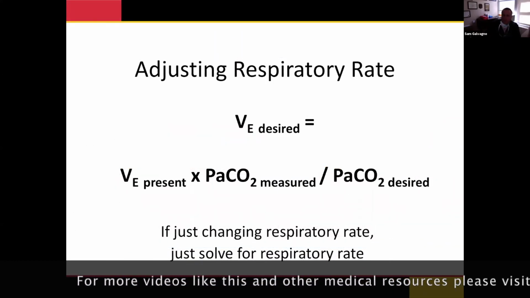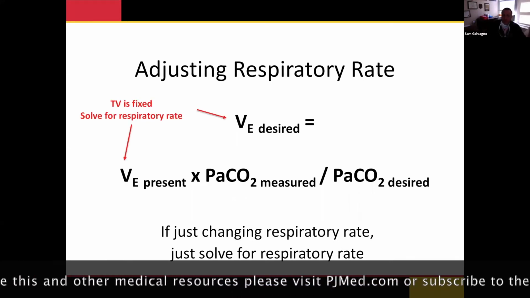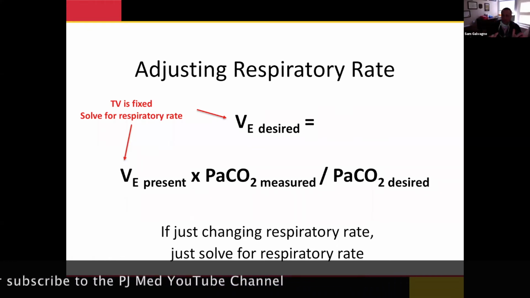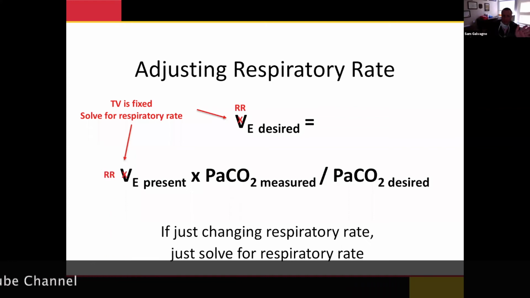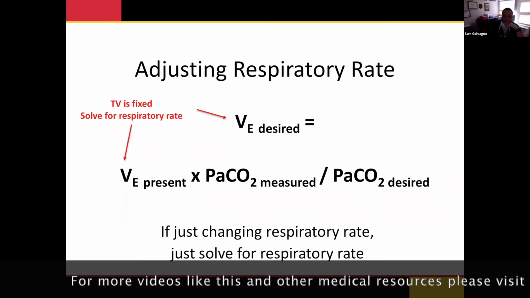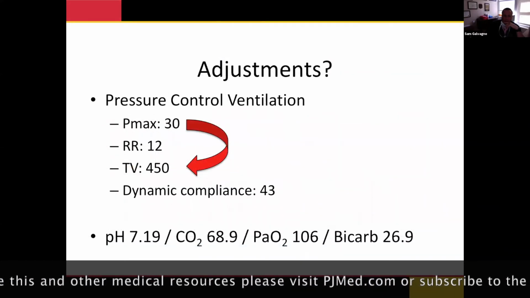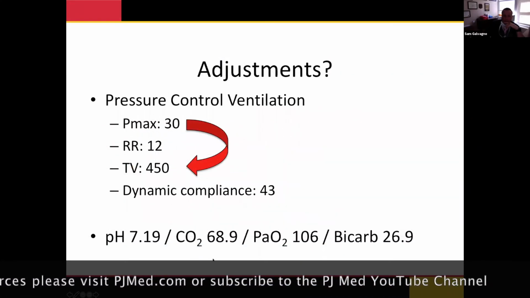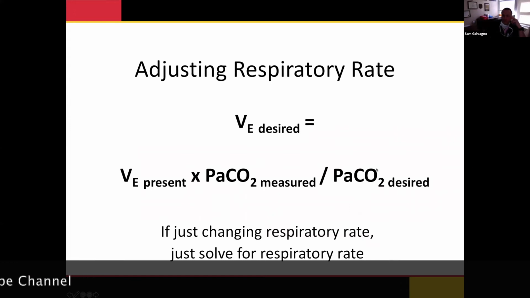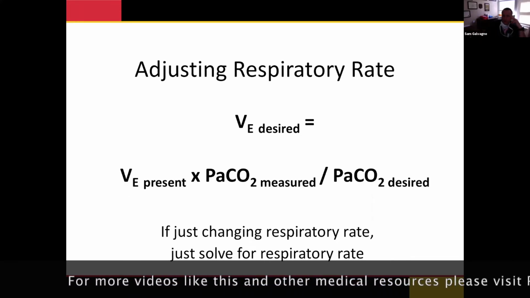So remember this formula? If you wanted to be really academic about this, VE is the minute ventilation, that's respiratory rate times tidal volume. We only have to solve for respiratory rate because we already know our tidal volume is where we want it. We're not going to mess with the tidal volume. So if you were to do that, anyone want to take a shot at, let's go through this. Using that formula, your CO2 is 68. If we wanted to correct this patient to say a CO2 of 45, what respiratory rate do we need to change? We need to go up on the respiratory rate by how much? Go ahead and calculate that through quickly.